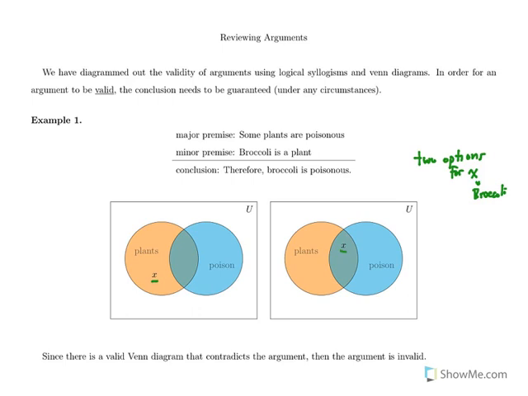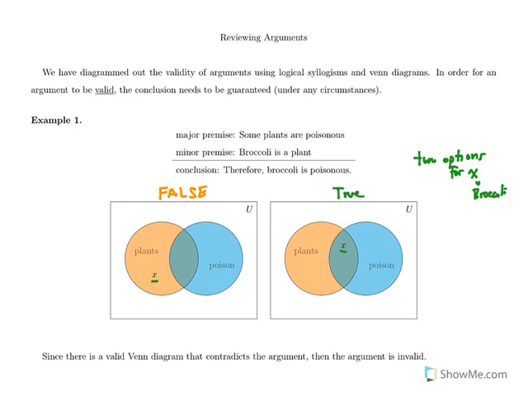And if you put it in the intersection, well then yes, broccoli is poisonous. This would be a true statement. But if you put it outside, then it is false, and broccoli is not poisonous. So therefore, this argument is not valid because there is a possibility that we get a false statement. When we want to look at the validity of an argument, if we want to say an argument is valid, then we want to say that every possibility will give us true.